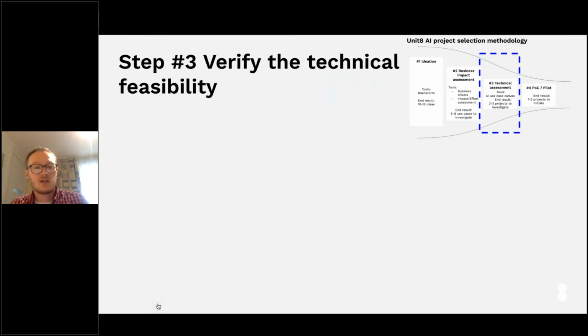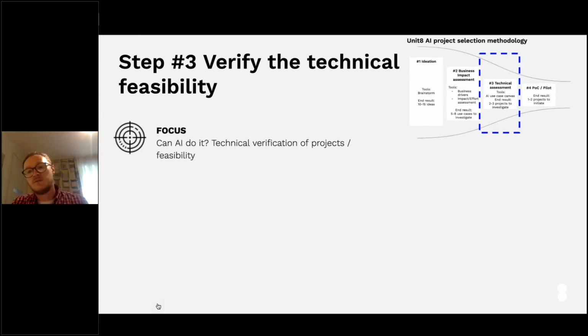So now it's time to make sure as well that from the technical perspective, the AI can actually deliver on the promise. The focus of this particular technical assessment phase is basically to understand: can AI do it, right? Can AI deliver on the project?